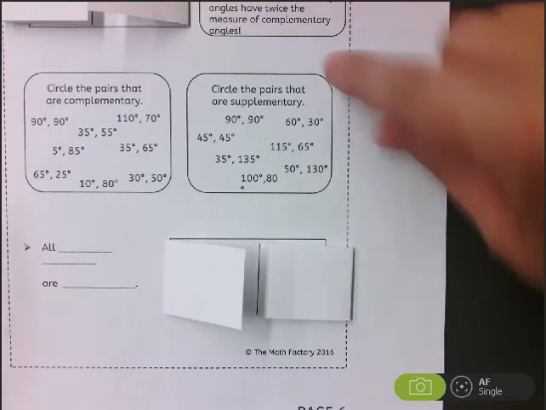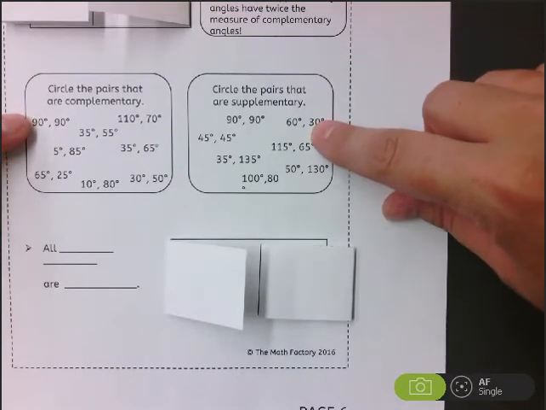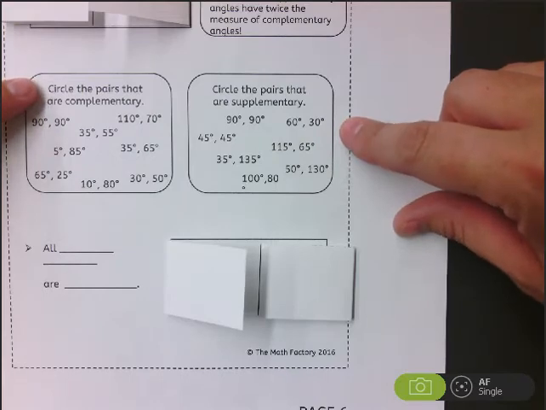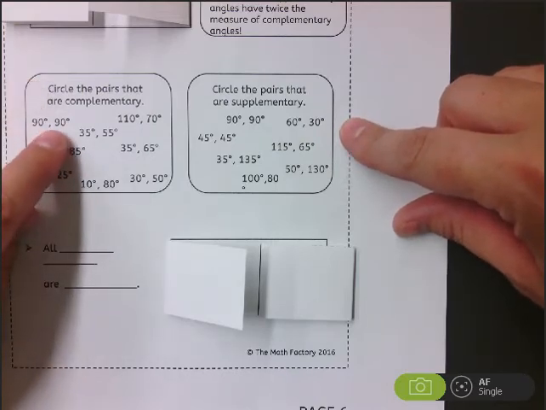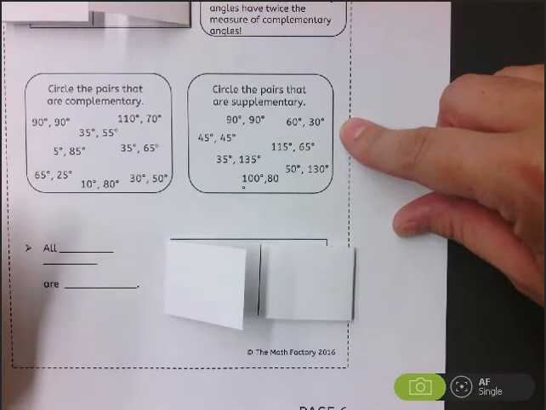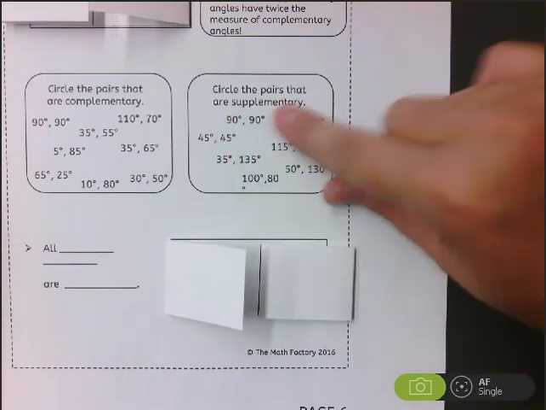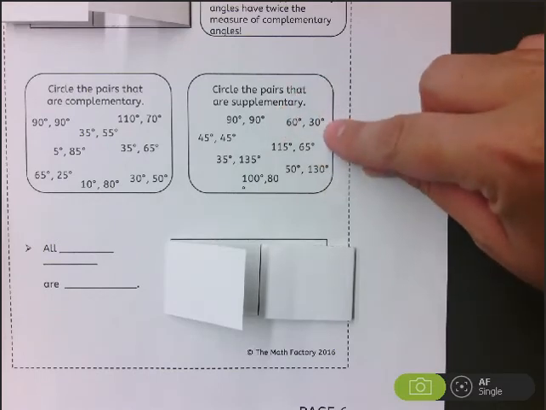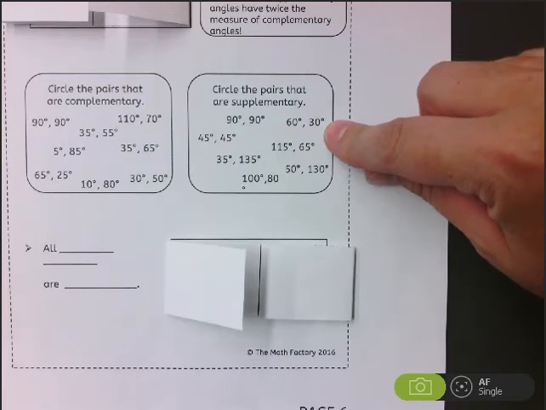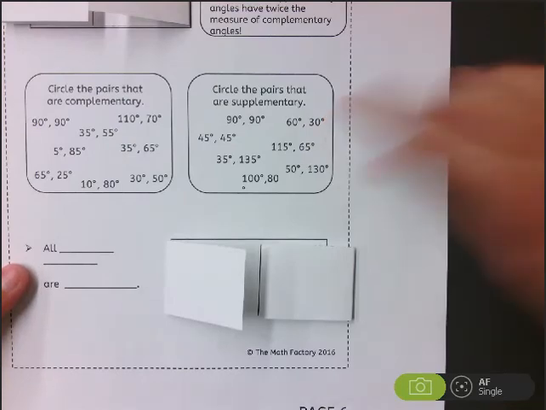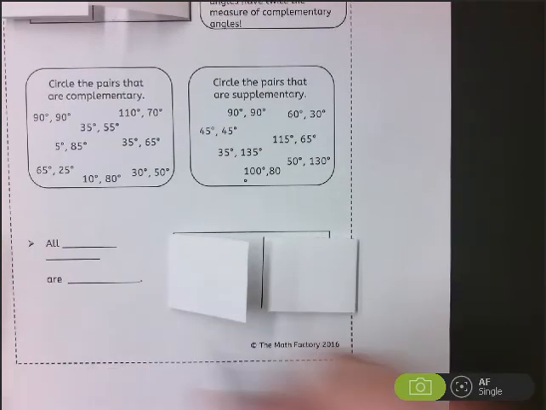So then down here, I'm going to have you complete this piece as well. You're going to circle the pairs that are complementary. So that means when you add up the pair, it should give you 90 degrees, complementary. Then on this side it says circle the pairs that are supplementary. So this time you're going to look for the ones that when you add them together give you 180 degrees. 180 degrees.